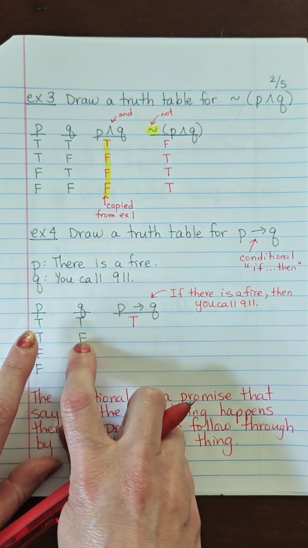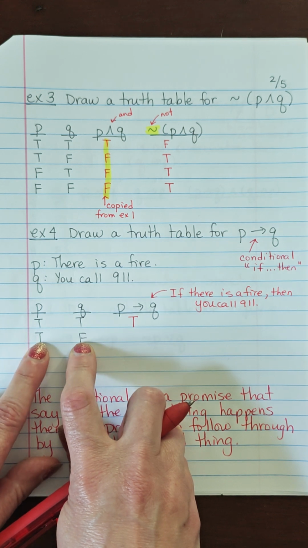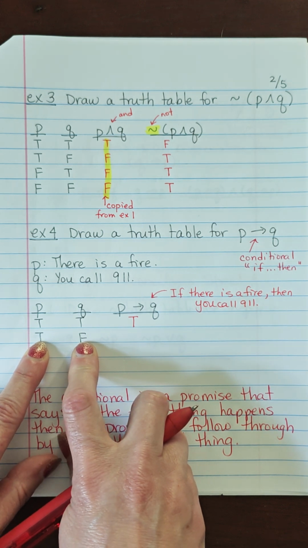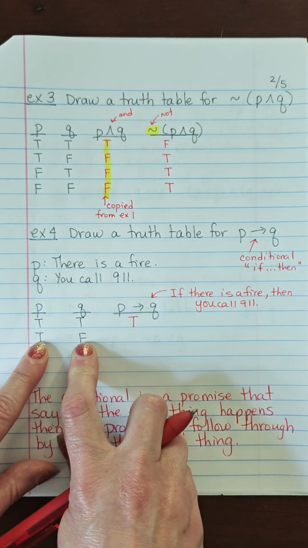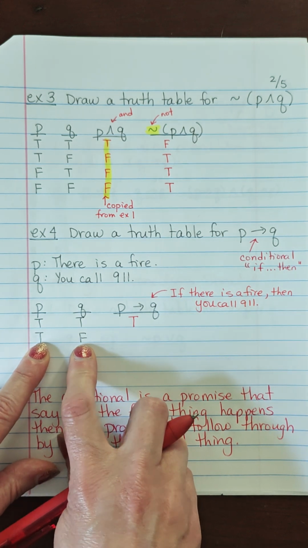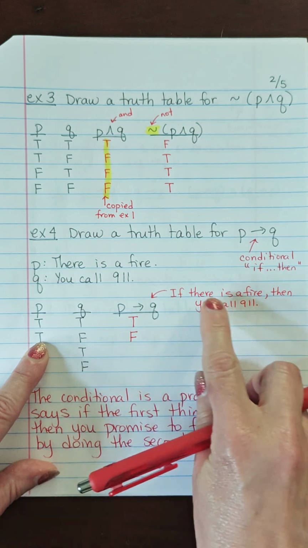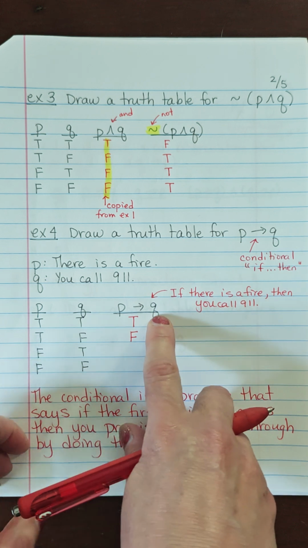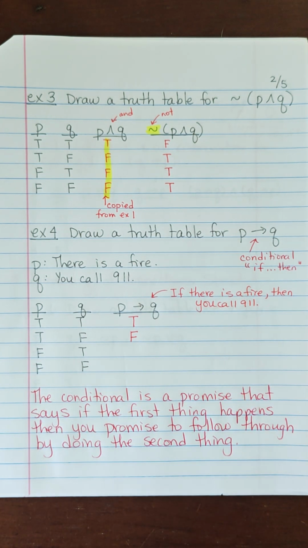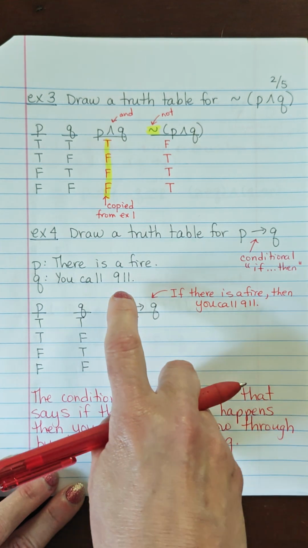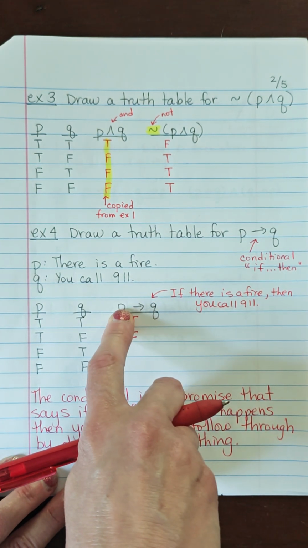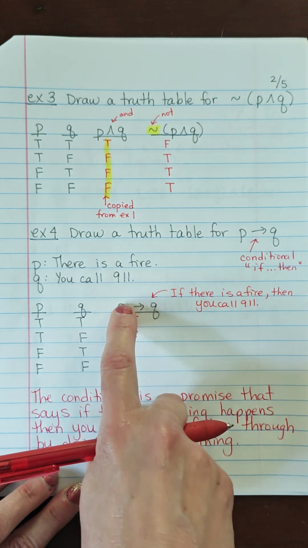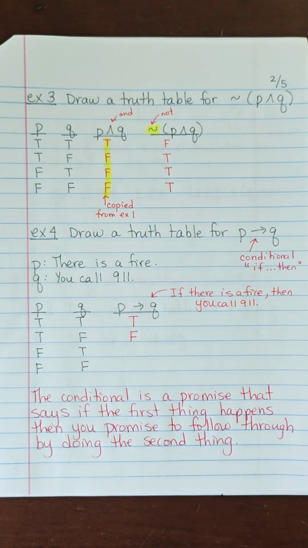All right, this next line. True means there was a fire, but false means you did not call 911. Did you keep your promise? No, because there was a fire, but you didn't call for help. So you broke your promise. So you've got to think of this like a promise, that if this thing happens, then you're going to follow through and do this second thing. Let me say that again. This is like a promise that if this happens, then you have to act and do this thing. So if a fire happens, then you promise that you're going to act and you're going to call 911.